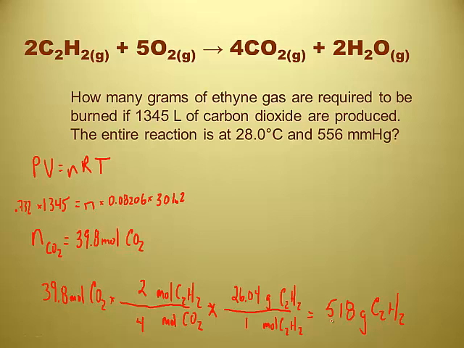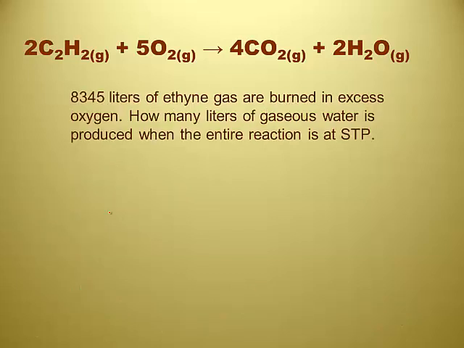Right. And technically you're going from volume of a gas to mass of a gas on this one. Ooh, another one. And it's the exact same balanced chemical equation, so that's awesome. So here we've got 8,345 liters of ethyne being burned in excess oxygen. How many liters of gaseous water is produced when the entire reaction is at STP?